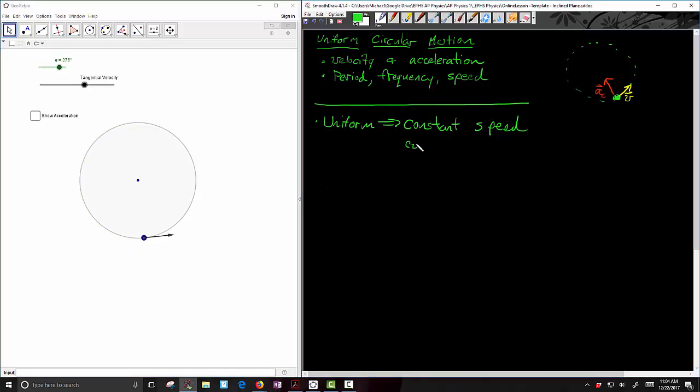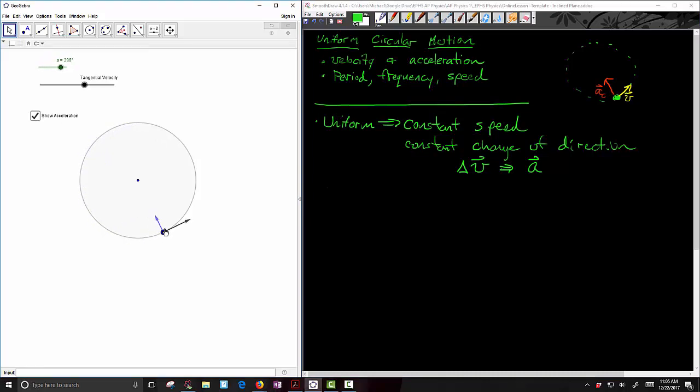The constant change of direction means that I have a change in velocity. And if I have a change in velocity, this means that there has to be some acceleration. So for circular motion, we have an acceleration. I can show it here. This is that new vector.